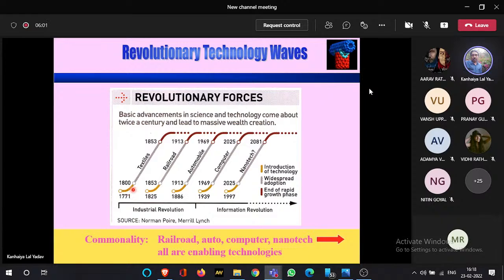There is an introduction of the technology, then widespread adoption, and then saturation. In the case of nanotechnology also, it is shown that it may saturate after 2081 or before that, or some new technology may come before that. So what is the common thing between all of these? Railroad, auto, computer, then nanotechnology, all are enabling technologies.